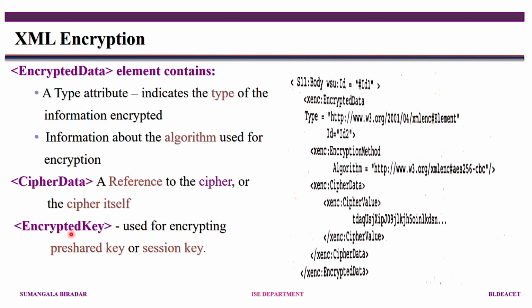Next is the encrypted key. For converting your plain text to ciphertext, you are using encryption. For encrypting, which type of key you used, whether it is a pre-shared key or a session key, that information you will get from this element, the encrypted key.